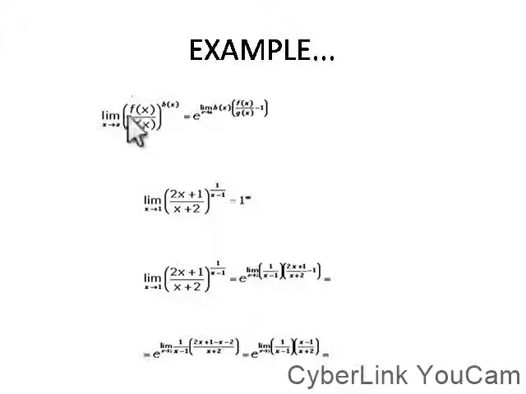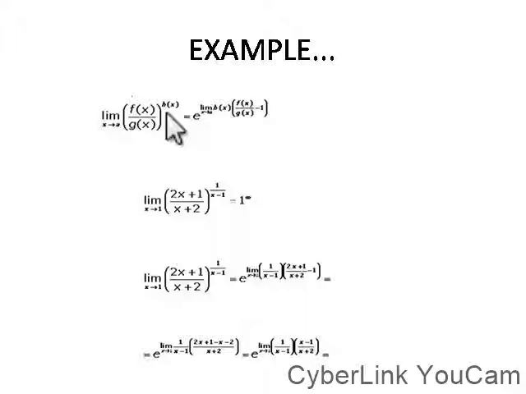Here you can see that limit x tends to a, f of x by g of x raised to k of x, if this gives 1 raised to infinity, then the limiting answer is e raised to limit x tends to a, the same limit, of f of x upon g of x minus 1, into k of x. That means this given function minus 1, multiplied by k of x. Very simple formula, but an important formula.